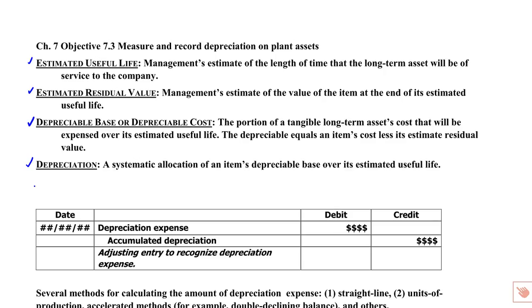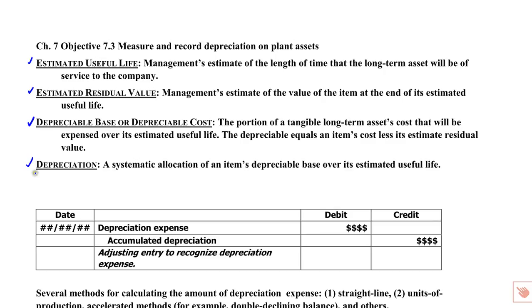So what it is not is you're not setting up a fund to buy a new one or something like that. It is just a process by which you say, okay, I bought a car for $20,000. The car is going to last 5 years and then it's going to be worth nothing. So over $20,000 over 5 years, if I take 1/5 a year, which is a reasonable rule, I would recognize $4,000 of expense a year. So it's just a way to allocate the cost over time, okay?